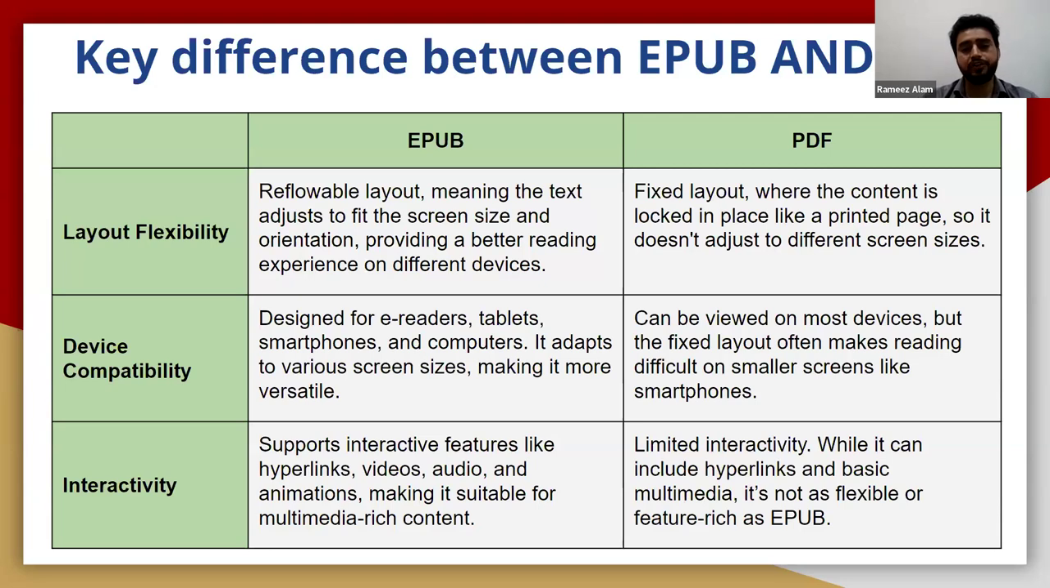It is interactive. EPUB supports interactive features like hyperlinks, videos, audios, and animations, making it suitable for multimedia rich content. PDF is limited in interactivity, while it can include hyperlinks and basic multimedia. It is not as flexible or feature rich as EPUB.